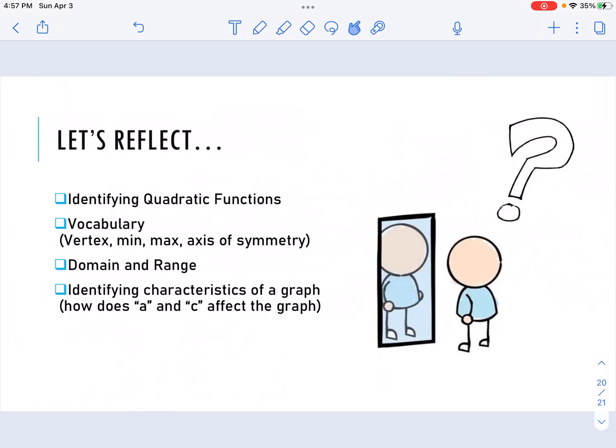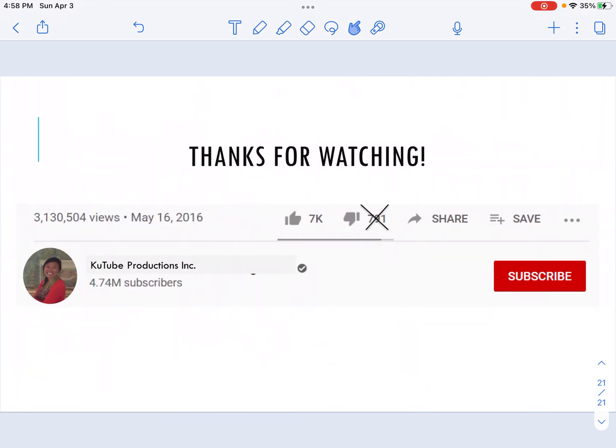We've done a lot of work today with quadratic functions and identifying specific characteristics of quadratic functions. We looked at some key vocabulary: vertex, min, max, axis of symmetry. We also reviewed domain and range, and more specifically, we really focused on how A and C affect the graph. I hope this lesson really helped to kick off our unit for quadratics.